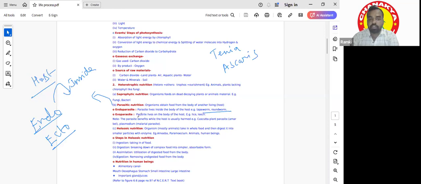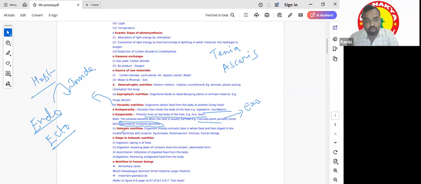Then ectoparasite means which lives outside the body. Examples: lice and leech. So in our lesson, we are learning about malarial parasite also. Malaria parasite is an example of endoparasite. Cuscuta is a plant parasite. It is an example of ectoparasite because it lives outside the body of the host organism.